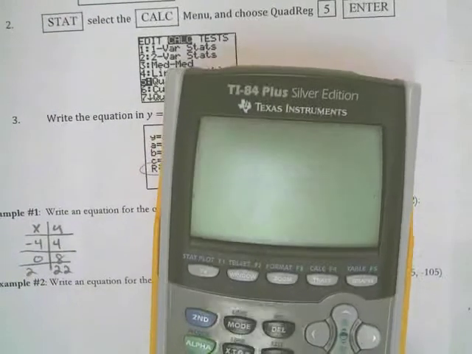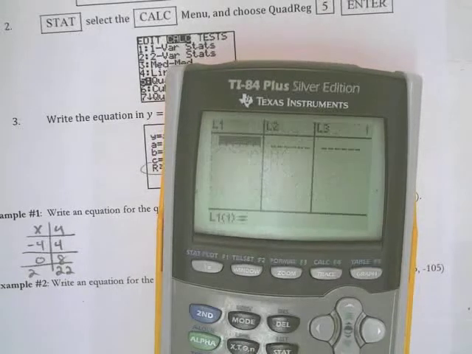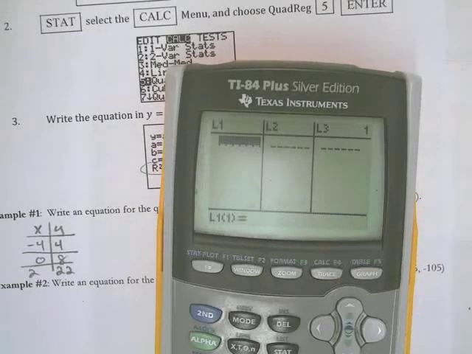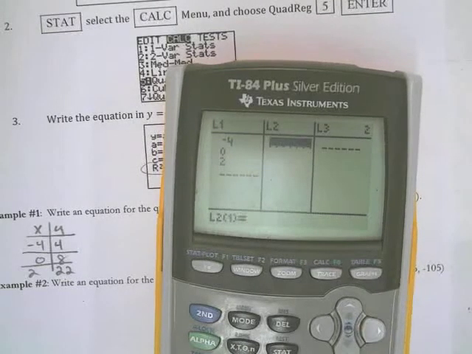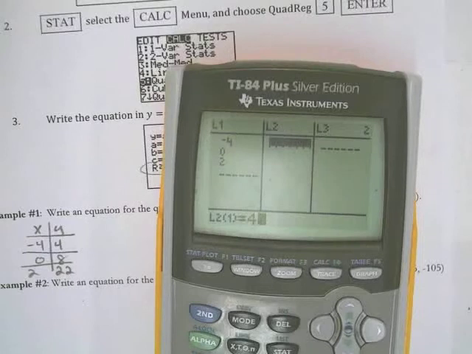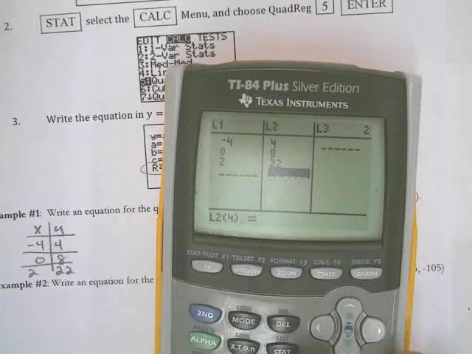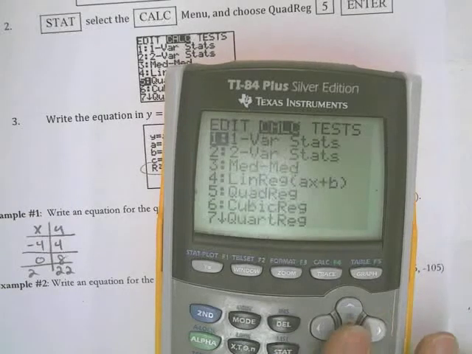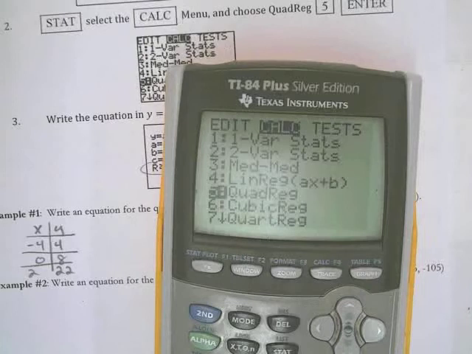Step 1 says to hit stat, edit, and I'm going to put my numbers in. Negative 4, 0, 2. Make sure you put them in correctly. One wrong mistake or one negative off or a number off can really mess you up. So 4, 8, 22. Step 2 says to hit stat, calc, and go down to number 5. Oops, that's 6. Go down to number 5 and hit enter.